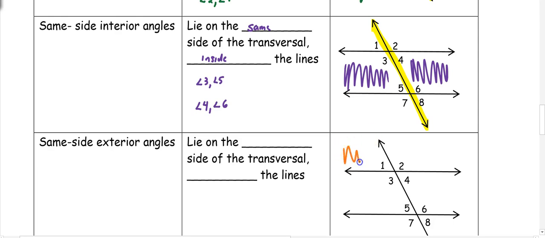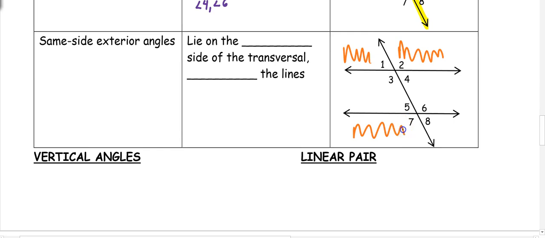Same side exterior is the same idea, but now they're outside of our lines. So they're on the same side of the transversal, and they are outside the lines. So again, our transversal is intersecting both of those lines. So an example of same side exterior would be angle 1 and angle 7, or angle 2 and angle 8.